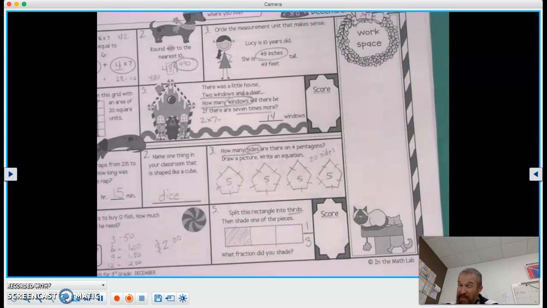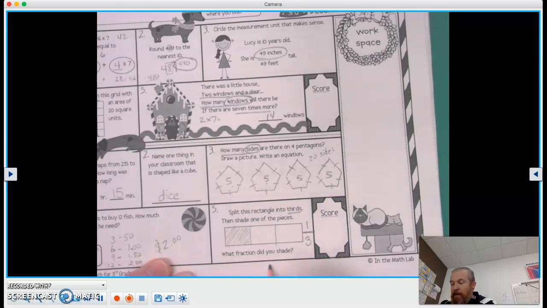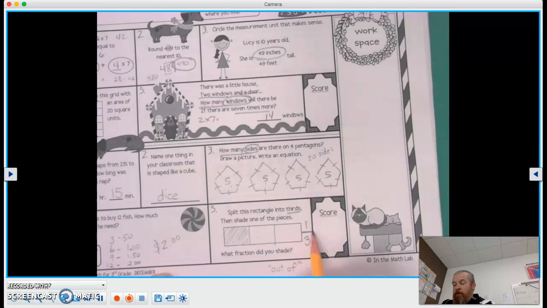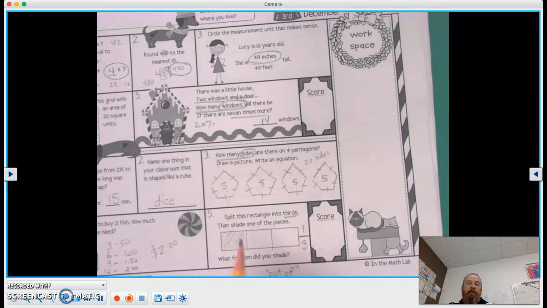So again, this is a tough one. That line I like to think of as "out of," is one name for that line. Okay, so 1 out of 3 equal pieces. We'll get more into that later, but we shaded 1 of the 3 equal pieces, so it's 1/3.